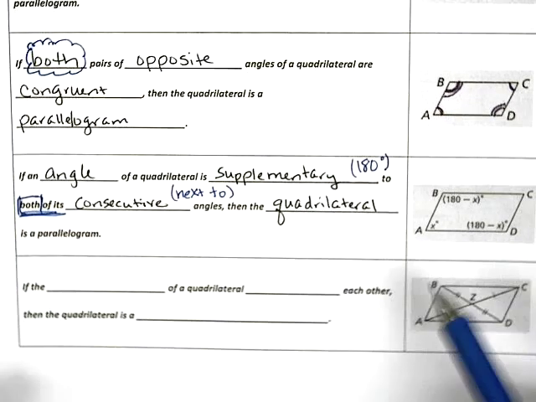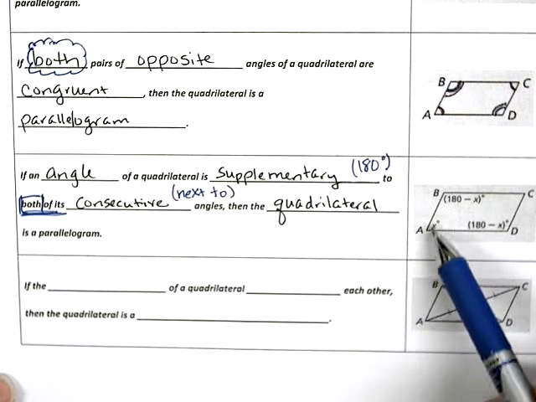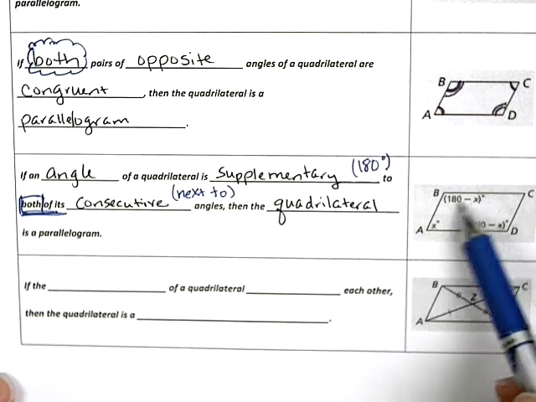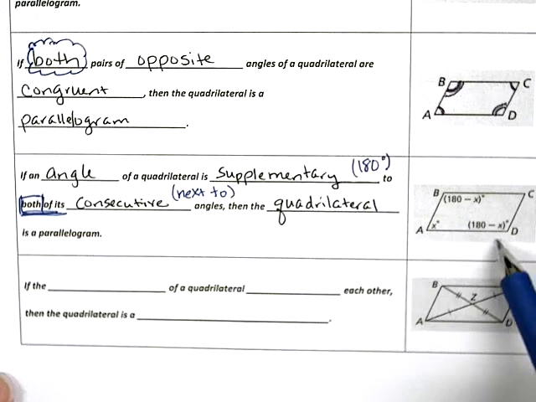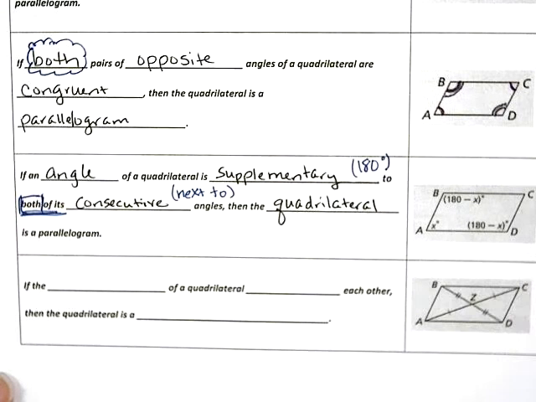Okay? So if we take a look here, angle A is x, angle B is 180 minus x, and angle D is 180 minus x. If that happens, then we get a parallelogram also.